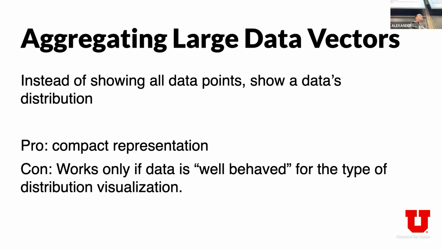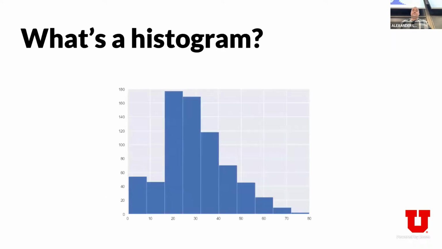The idea behind distributions is that they give us a good overview of what's in a data set without having to dig too deep into the data set itself. Instead of showing all the data points, we show the distribution of the data, so we have a very compact representation. The negative is that, of course, we lose a lot of nuance. So it works if the data is well behaved for the type of distribution visualized. We'll be looking at different visualization techniques for distributions and their pros and cons.